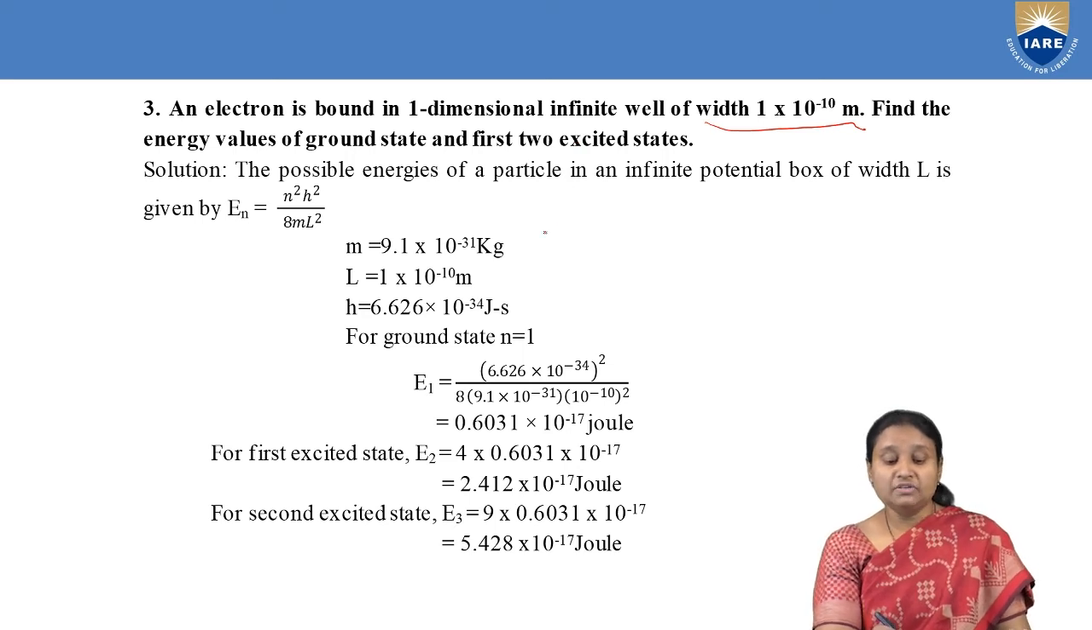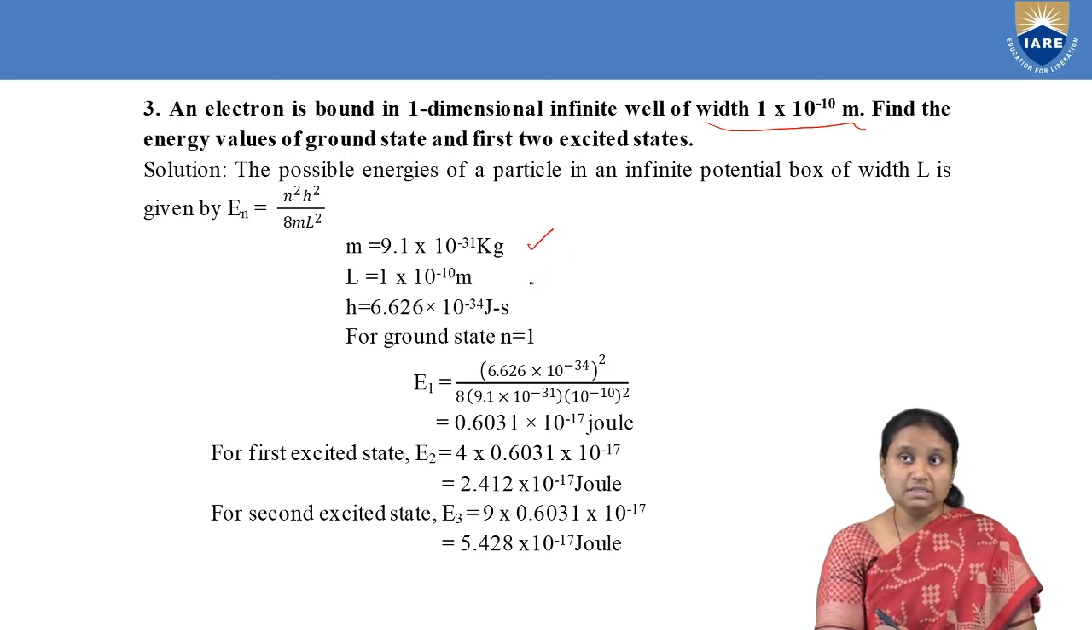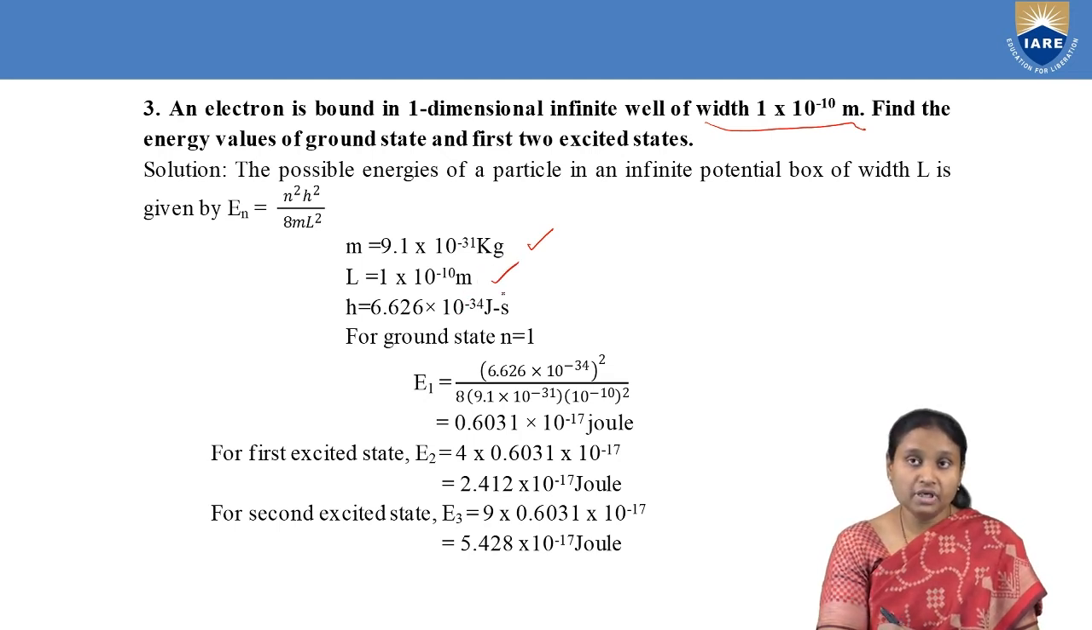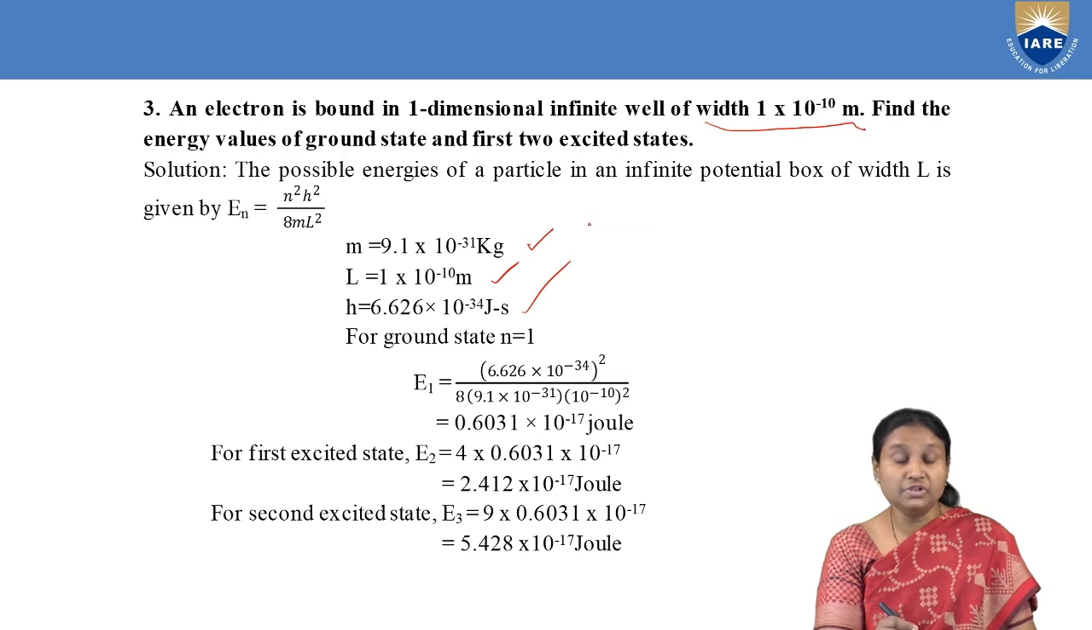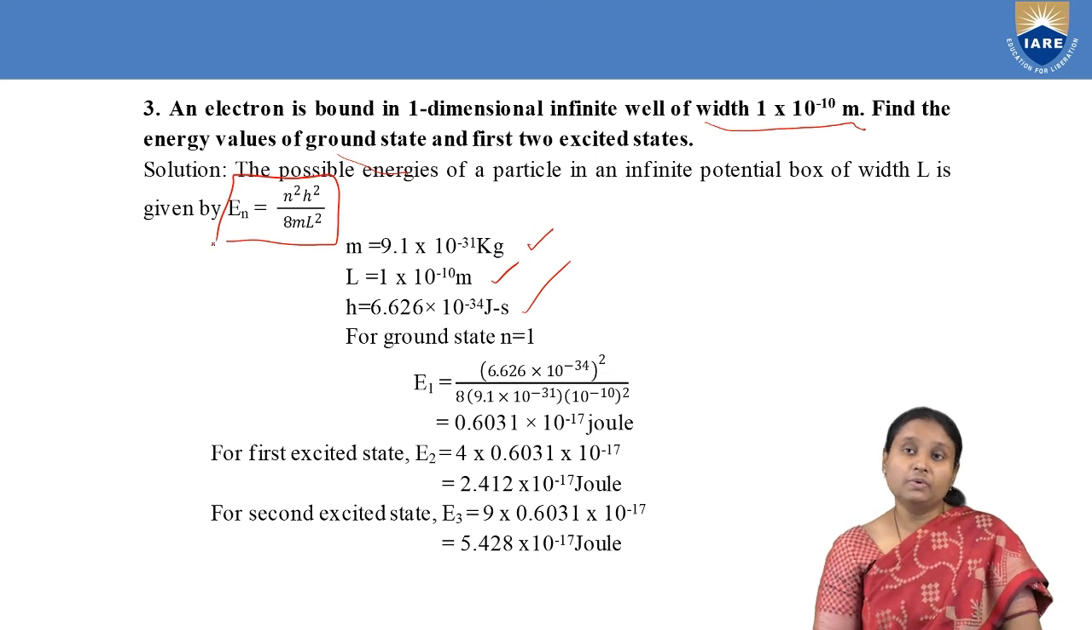So what is the mass of the electron? It is 9.1 into 10 power of minus 31 kilograms. The width of the box is 1 into 10 power of minus 10 meters. Okay, and it is already given in meters, so we don't have to convert it. We know the value of h. So first I'll try to find the ground state energy. We can find the ground state energy by substituting n is equal to 1 in this formula.